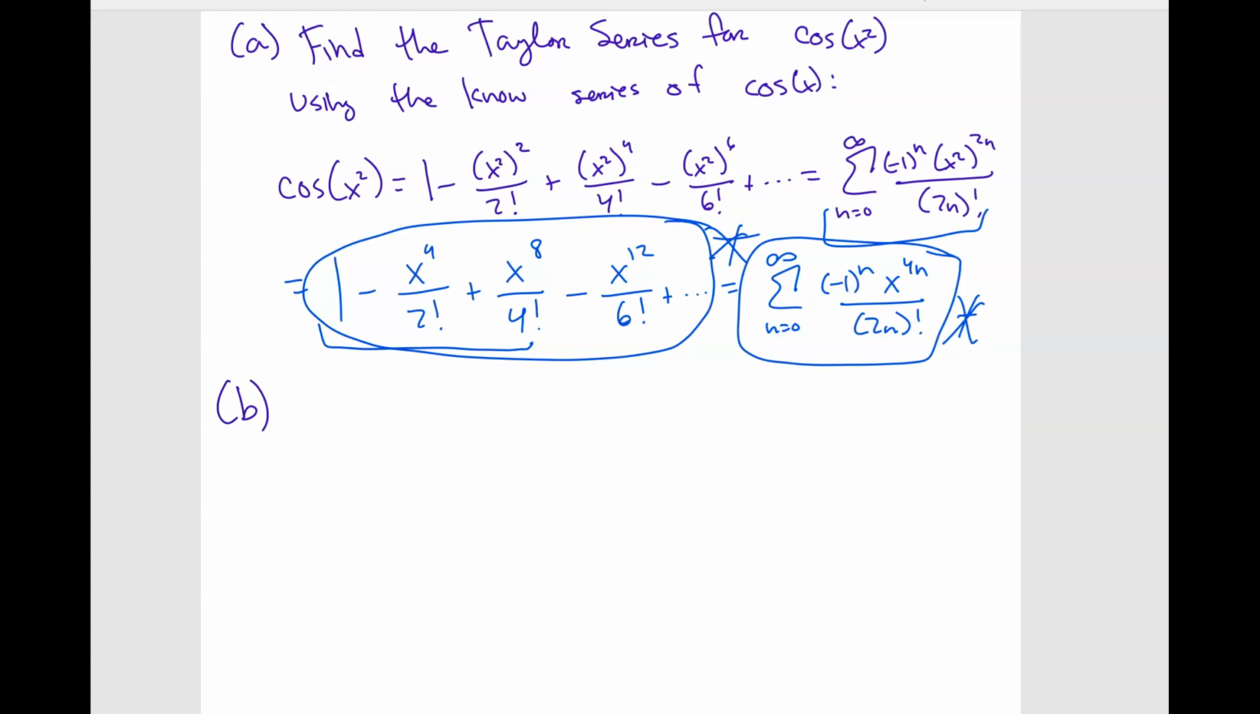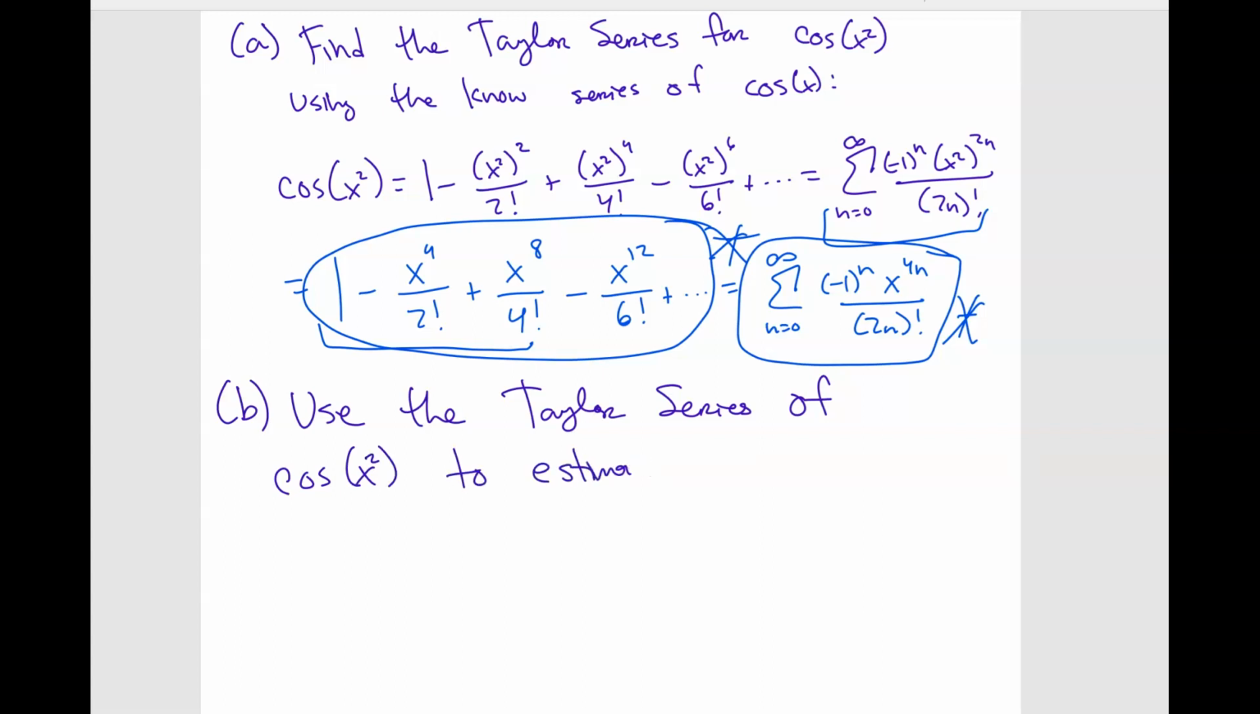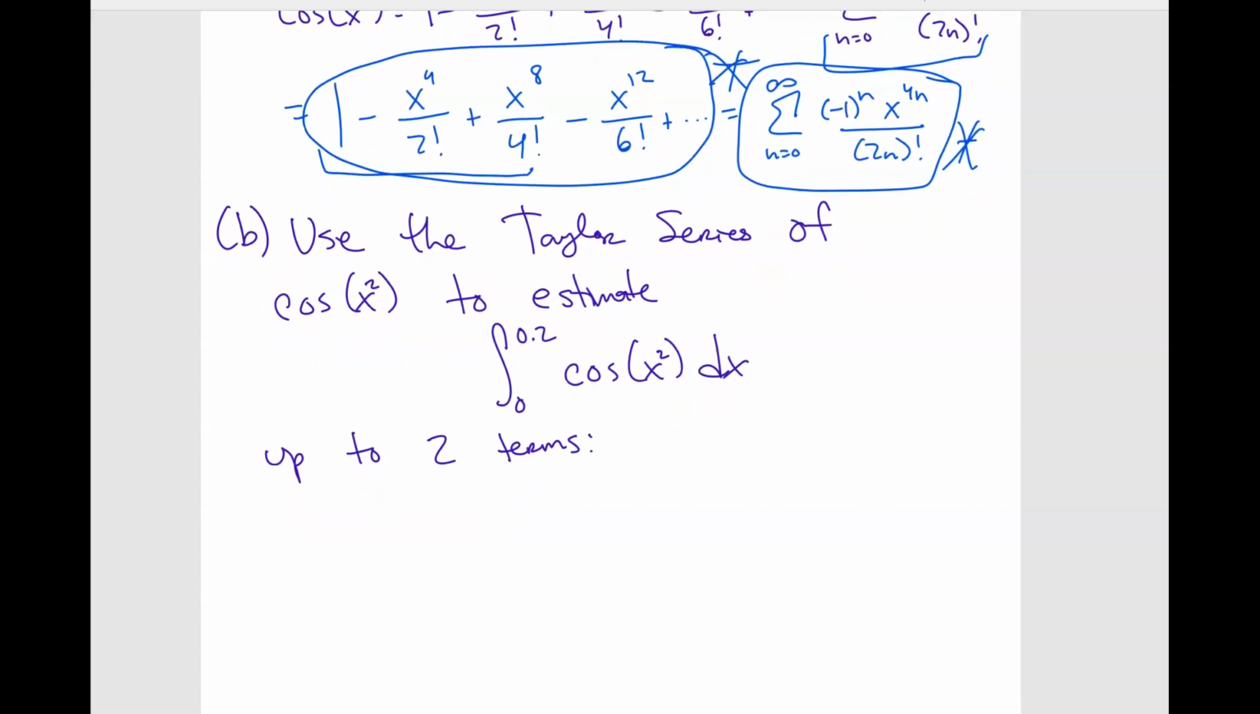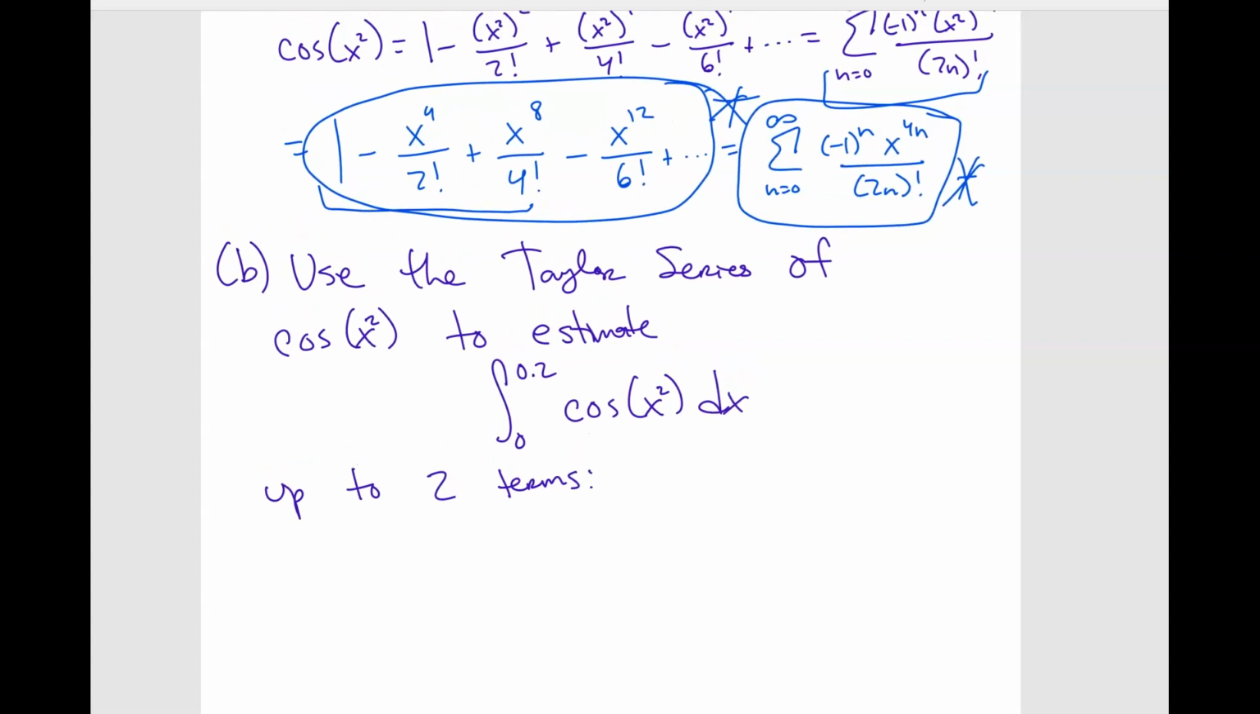Okay, so use the Taylor series of cosine of x squared to estimate the integral from 0 to 0.2 of cosine of x squared dx up to 2 terms. Okay? So there's many different ways you can do this. I'm going to go ahead and just use this guy right here.